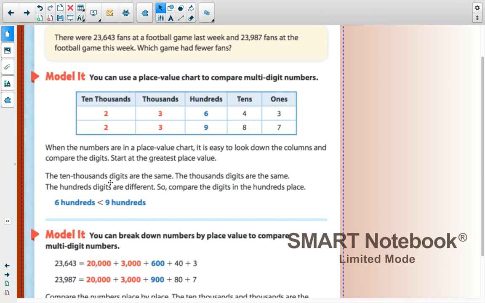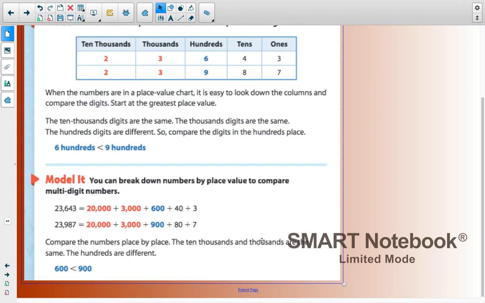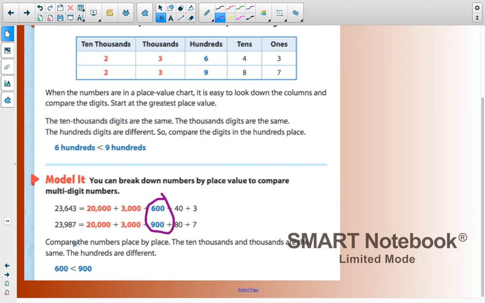The 10,000 digits are the same. The thousands digits are the same. The hundreds digits are different. So you compare these digits in the hundreds place. If we were to model that by breaking them into expanded form, that's what this would look like. And when you get here, this is where you can see the difference. So then we just compare those numbers, 900 is greater than 600.